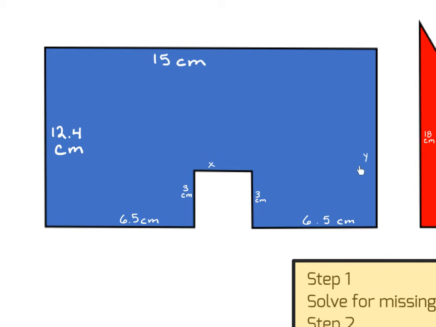Alrighty, let's start off with this polygon right here. I can see that the length of the top here is 15 centimeters. This height here is 12.4 centimeters. Here I have 6.5 centimeters, 3 centimeters. I don't know what x is, and this here is 3 centimeters. Right here I have 6.5 centimeters, and I don't know what this is. So I need to solve for x and for y.